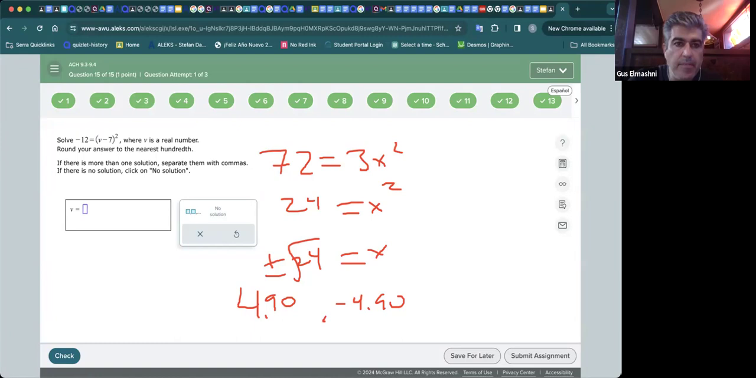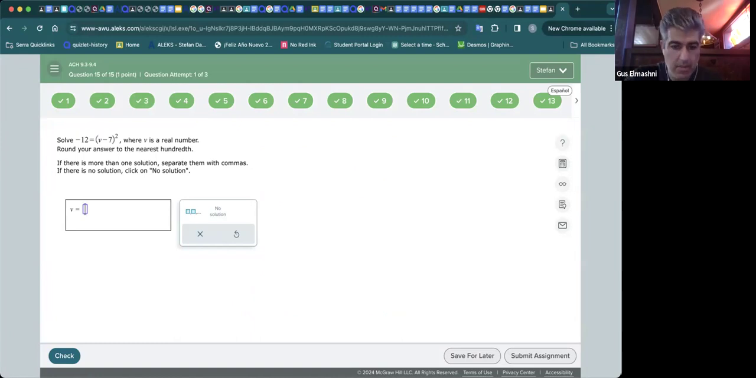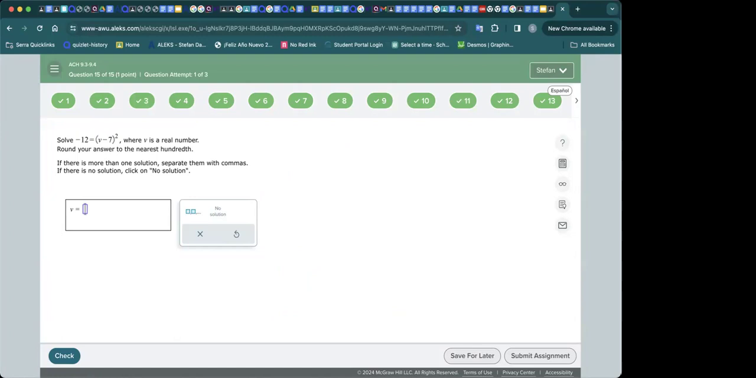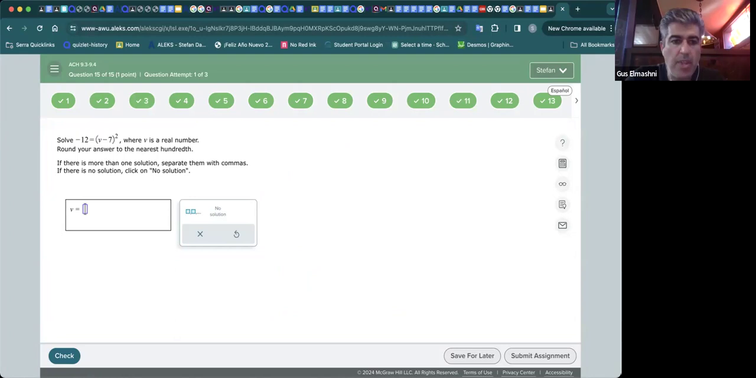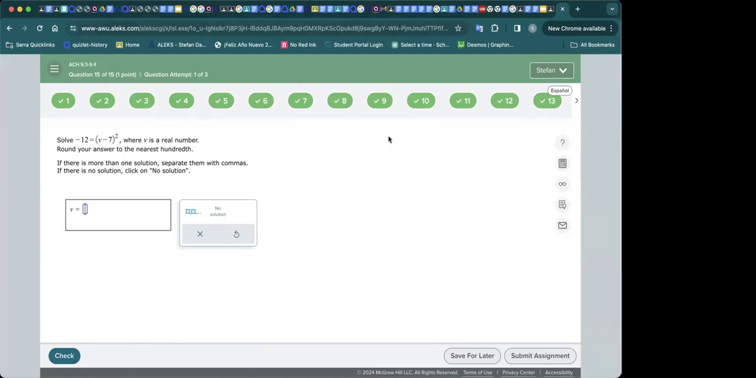Okay, so last one. Okay, sorry. Actually the answer is no solution, because when you square something, it can't be negative. It's a trick question.